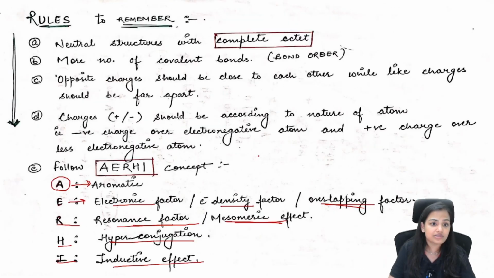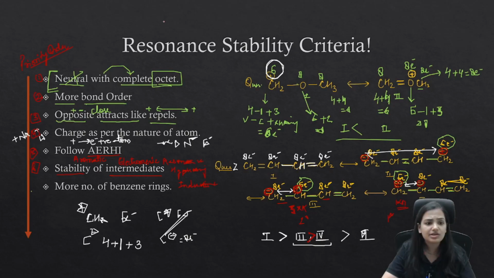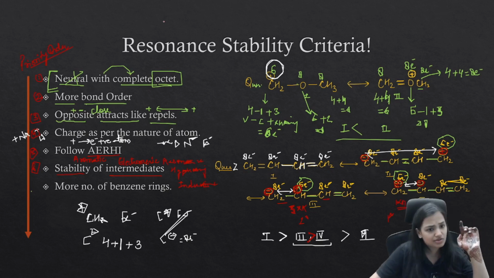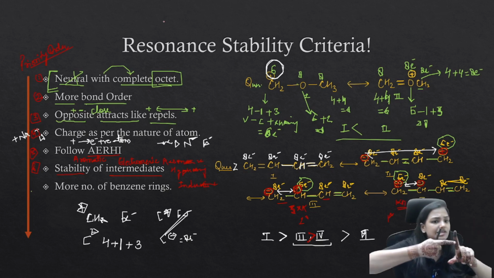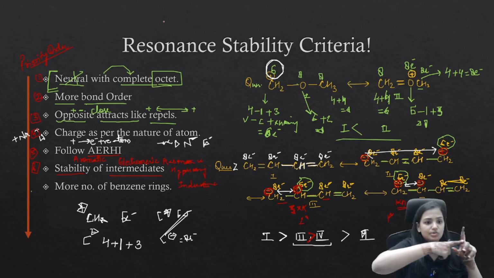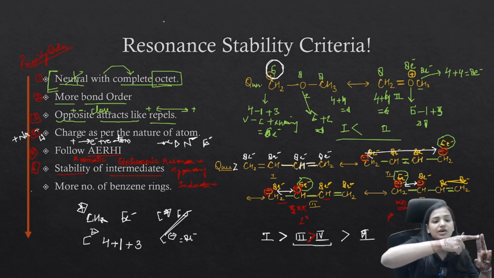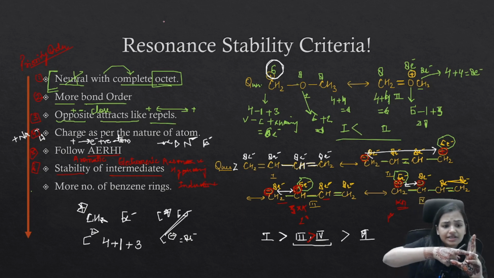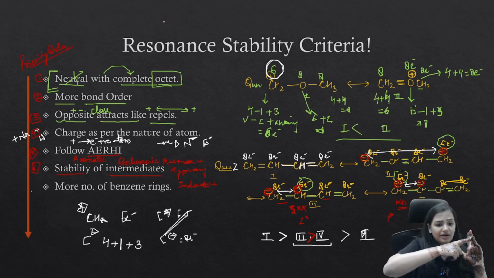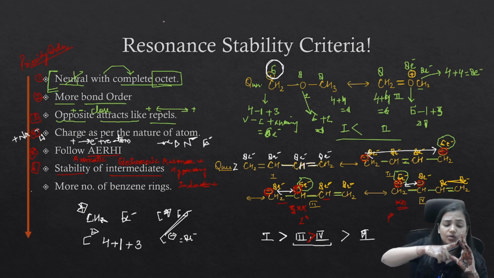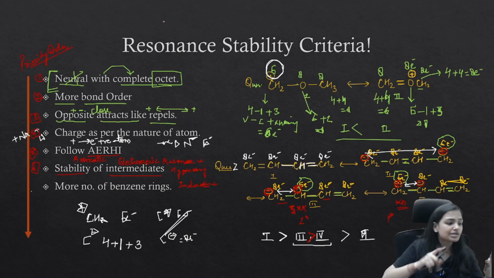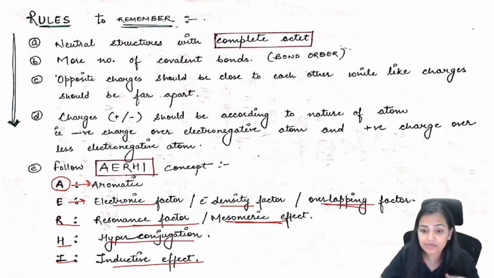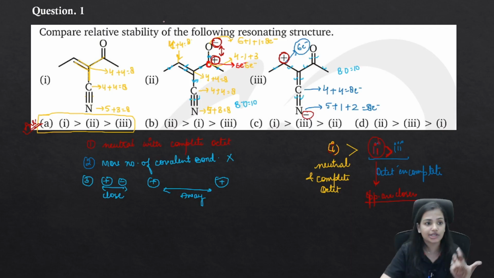So these were the points, only 7 points that we have to keep on our tips. Neutral with complete octet, more bond order, opposite must be closer, like must be away, because opposite attracts, like repels. Then if you are having a charge, the charge must be as per the nature of the atom. Then follow the array, then the stability of the intermediates, and in the last, if you have a compound with more number of benzene rings, count the number of benzene rings. So these are the 7 points that you have to follow in a priority order.